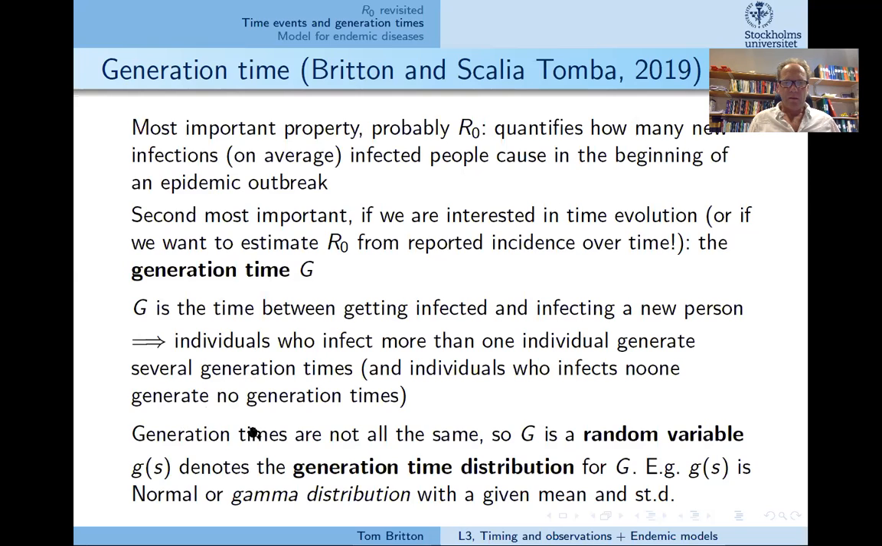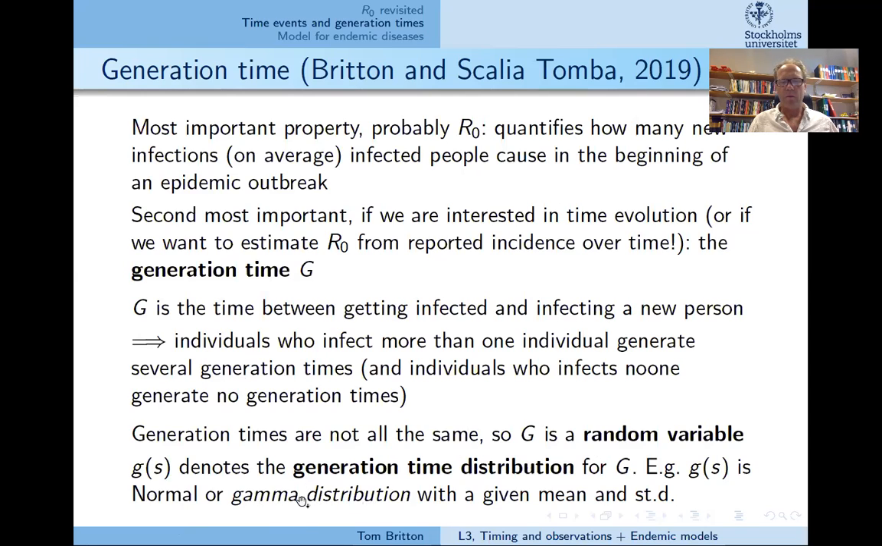It is clear that all generation times are not the same. So you can think of G as a random variable describing how they typically behave. Some are short, some are longer, how much do they differ in time, and so on. So the generation time, as opposed to R0, which is a real number, is a random variable, and you describe a random variable by its distribution. So for instance, maybe you think that the generation time has a normal distribution, but more common is to assume that it follows a gamma distribution.